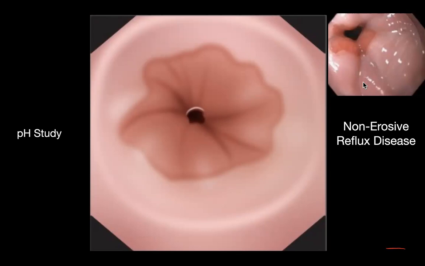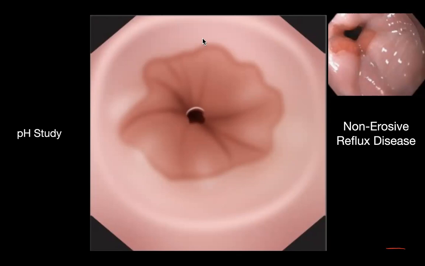And that probe will send signals about the amount of acid that is coming up into the esophagus over that period of time. And then you measure the total amount of acid exposure and the number of times the acid has come up into the esophagus. That is called reflux episodes.